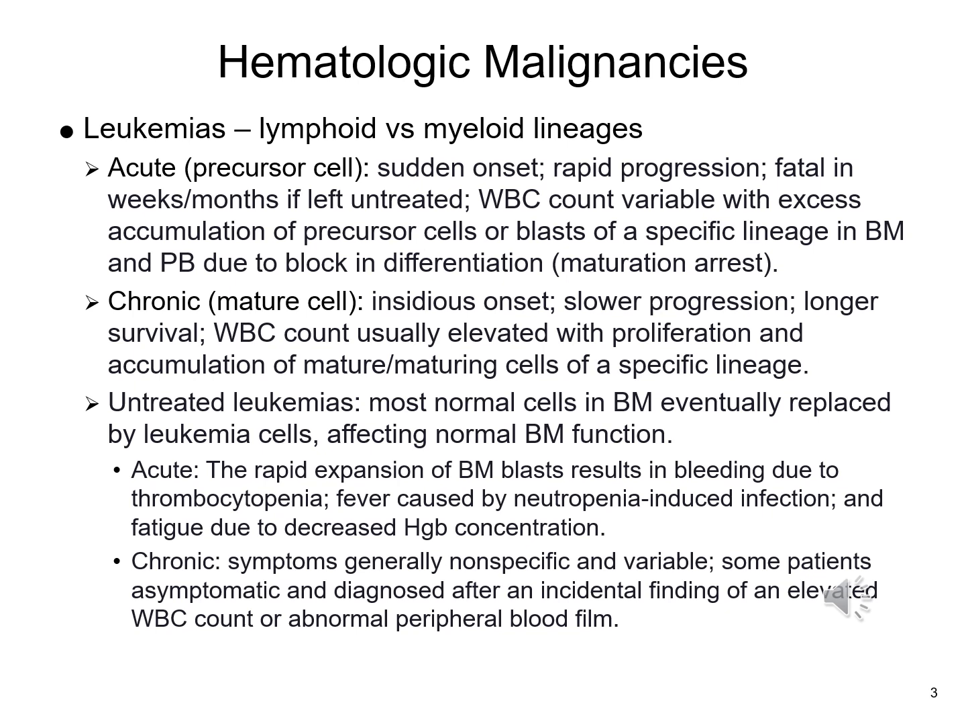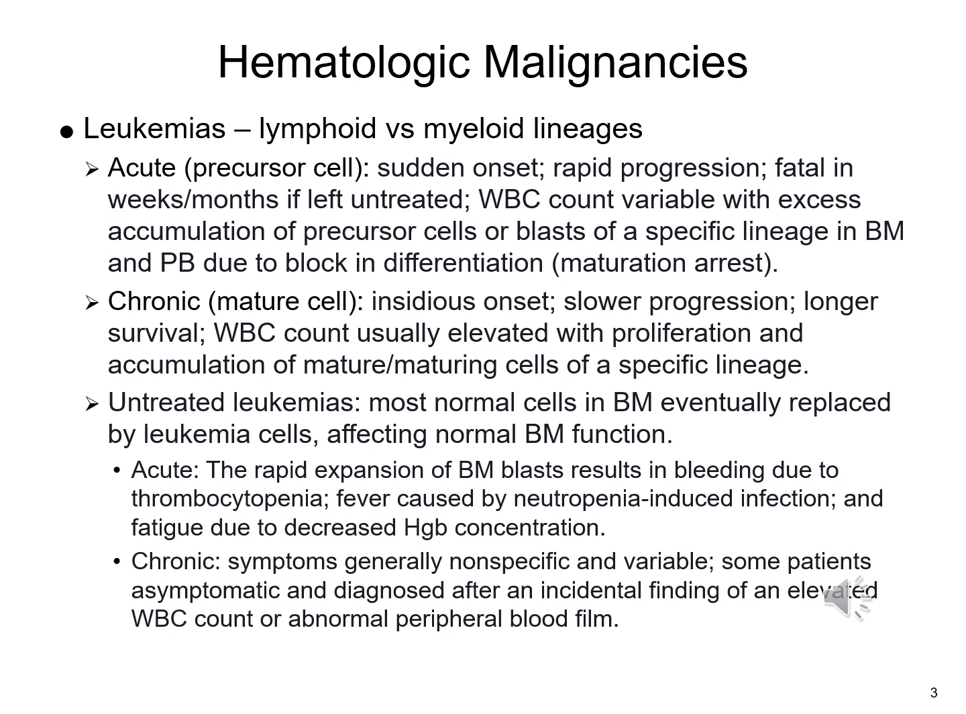Now, your leukemias are going to affect your lymphoid and your myeloid lineages, and they can further be broken down into acute and chronic. Acute leukemias affect your precursor cells. They are sudden in onset with rapid progression, and fatal within weeks to months if left untreated. The white blood cell count can be variable, with an excess accumulation of precursor cells, or blasts, of a particular lineage present in the bone marrow and peripheral blood due to a block in differentiation. So there is an arrest in maturation.